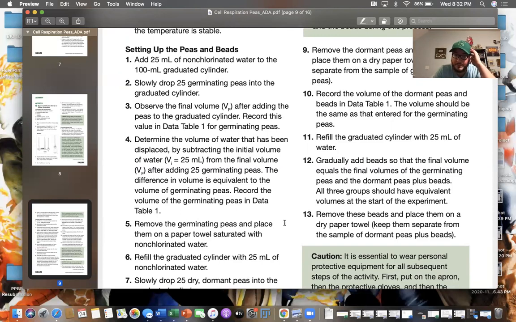Determine the volume of water that has been displaced by subtracting the initial volume of water, volume initial, which is 25 milliliters, from the final volume after adding 25 peas. The difference in volume is equivalent to the volume of the germinating peas. Record that volume of germinating peas in data table number 1. Yeah, so volume initial is 25 milliliters. My volume final is 35 milliliters. So the volume of the germinating peas based on this difference would be 10 milliliters. All right, and that's what you would record.